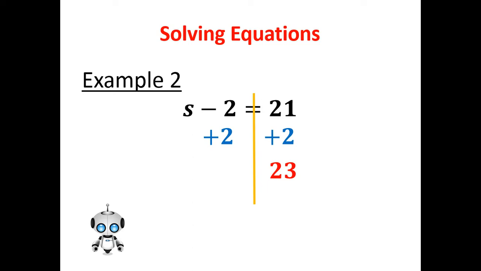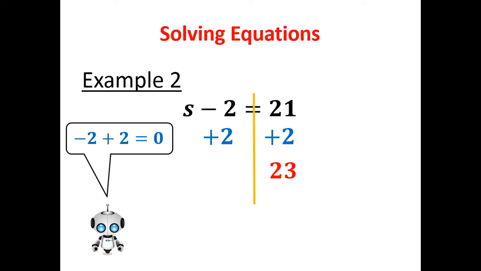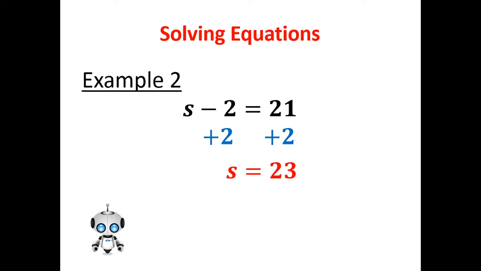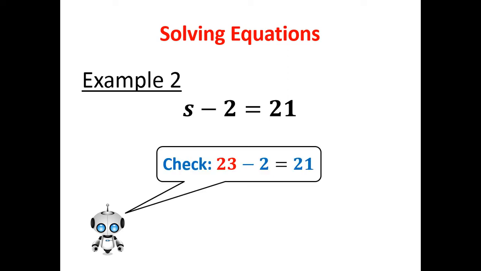On the left-hand side, this take away 2 and add 2 makes 0. So these cancel to 0, and the only thing left on the left-hand side is our S. So S is equal to 23. Our problem is solved. Quick check, 23 minus 2 does make 21. We're confident S is equal to 23.